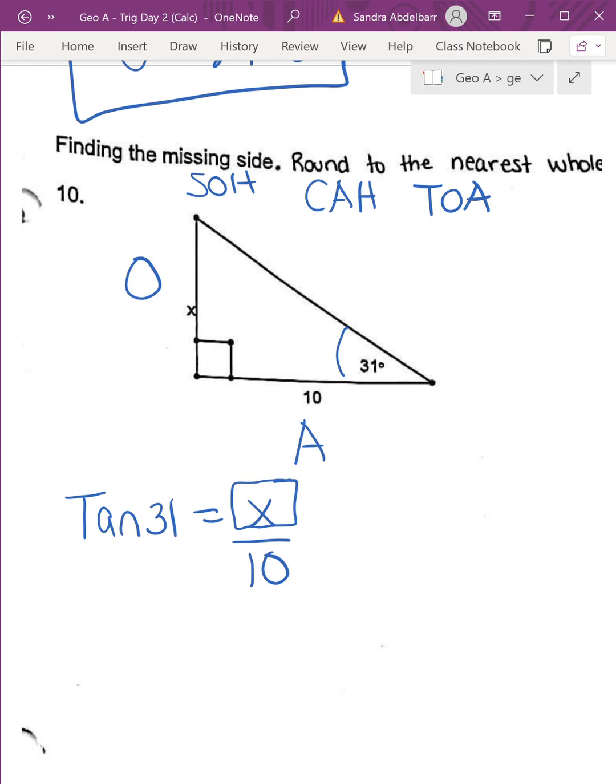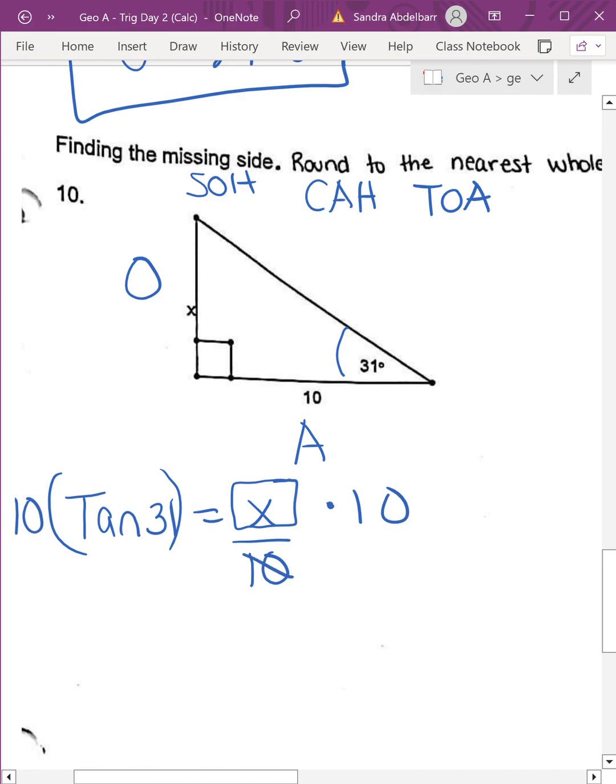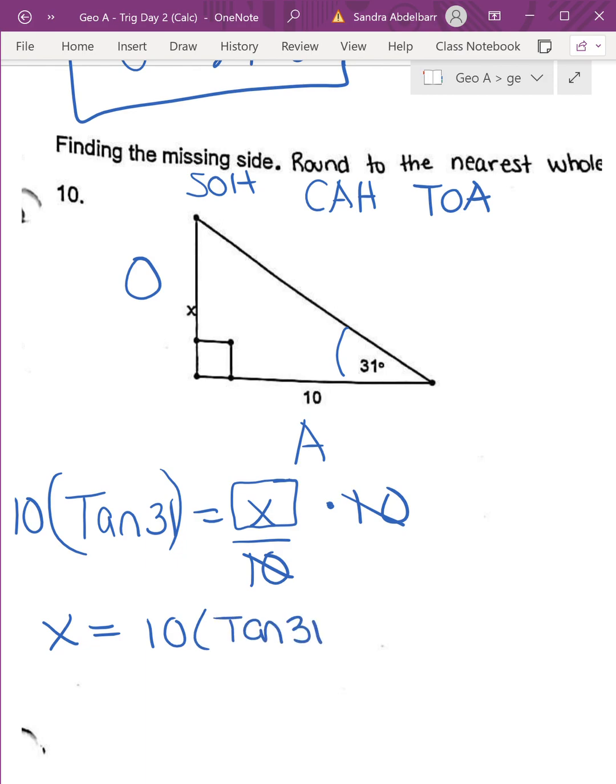How do I get X all by itself? Well, 10's being divided. To undo division, what should I do? Multiply. So I'm going to multiply by 10 on both sides. And when I multiply by 10 on both sides, I get X is equal to 10 times the tangent of 31.